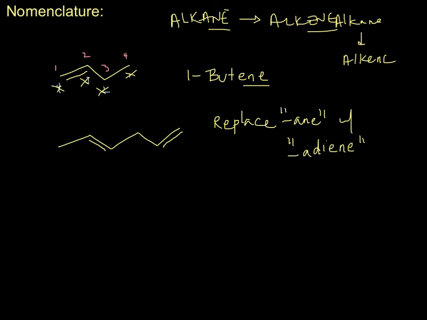So in this case, we would start numbering from the right side, because that's where the first double bond would be. And we would use both of those numbers. And so we have one double bond that starts at number 1, and one double bond that starts at number 4. So we would name this guy as hex, which is like hexane, and we would say hexadiene. And the numbers for this would be 1 and 4.